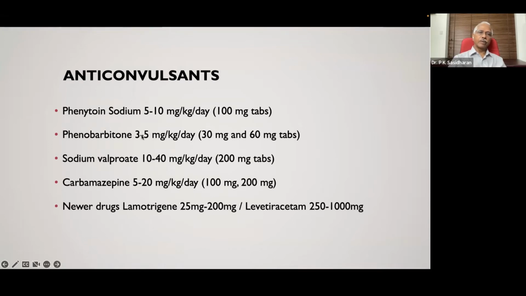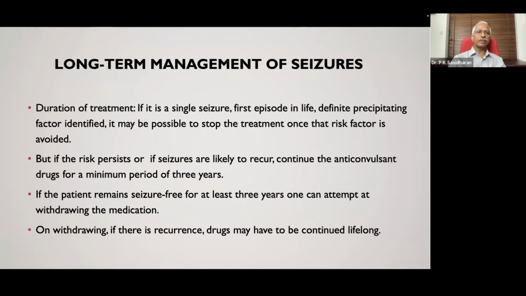And the anticonvulsants, you all know, the medicine most often used for acute control is phenytoin sodium, but you can use phenobarbital, sodium valproate, or carbamazepine, and newer drugs like lamotrigine or levetiracetam. I will not be discussing treatment with individual agents. Long-term management of seizures, I need to mention something because the duration of treatment we need to decide. If it is a single seizure and the first episode in life, and a definite precipitating factor is identified, it may be possible to stop the treatment once the risk factor is avoided. You don't have to continue it lifelong.